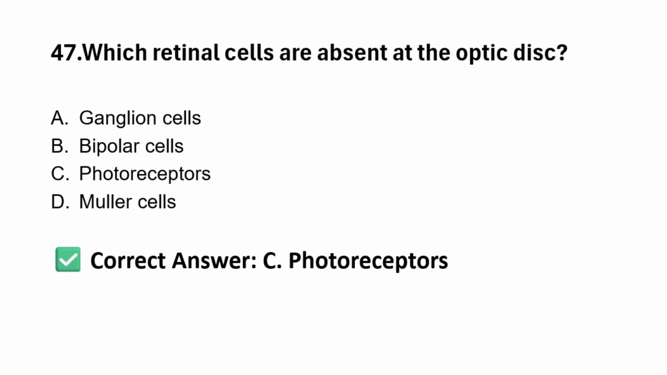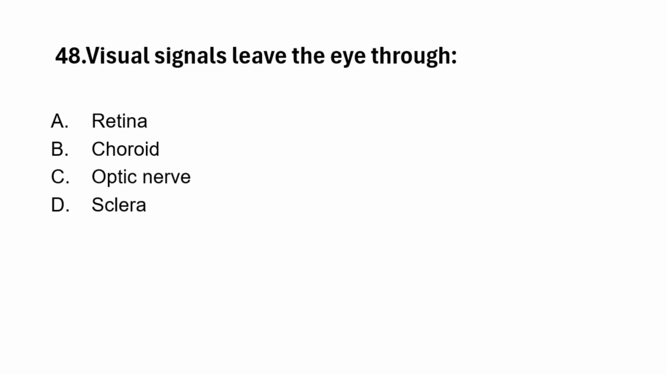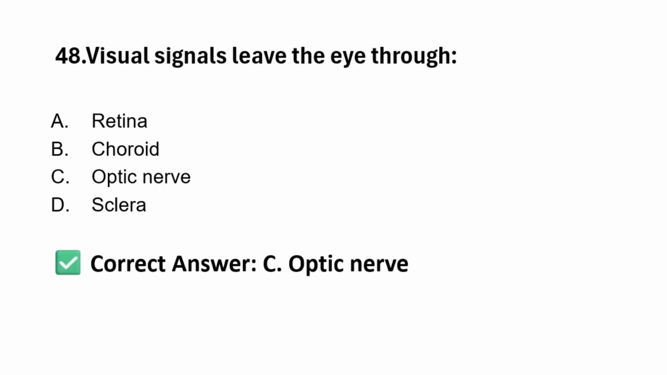Okay, so moving to the next question, question number 48. Visual signals leave the eye through option A, retina, option B, choroid, option C, optic nerve, and option D, sclera. So the correct answer is option C, optic nerve. After processing inside the retina, visual information leaves the eye through the optic nerve and travels towards the brain.